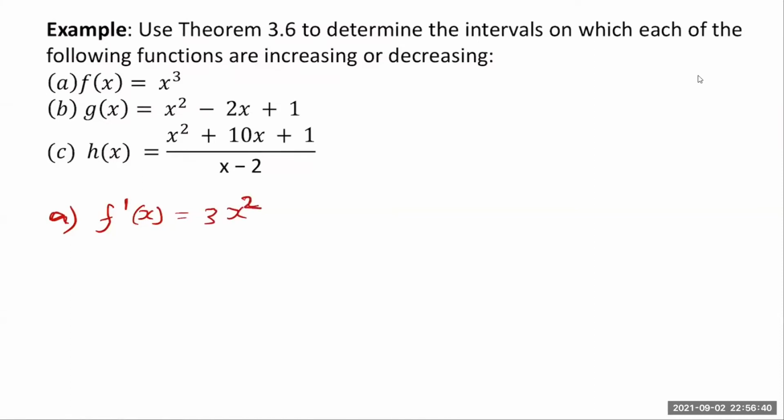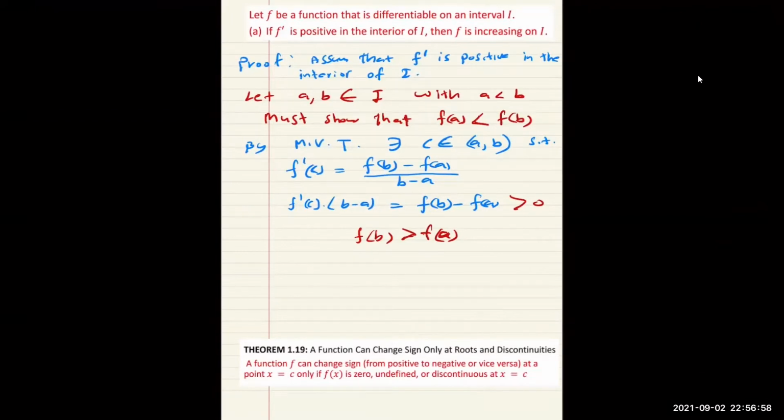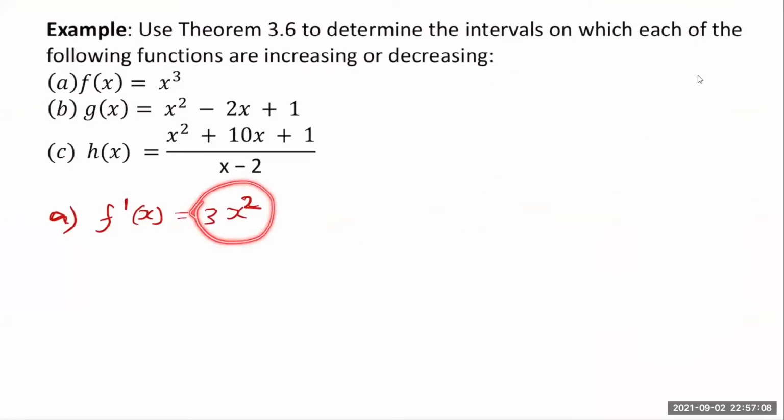That's my f prime of x. Now, I want to know where my f prime of x is positive and where it is negative. How do you determine that? From the previous theorem, I know that f prime can change sign at a point x equals c only if f prime is 0, undefined, or discontinuous at x equals c. In other words, this function can change sign only at zeros, discontinuities, or points where the function is undefined.